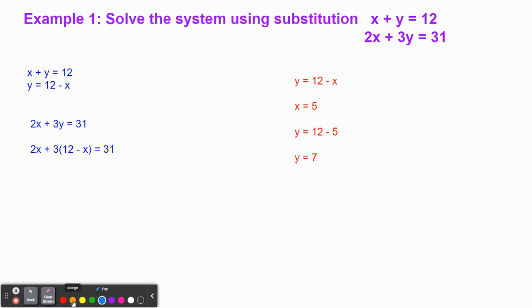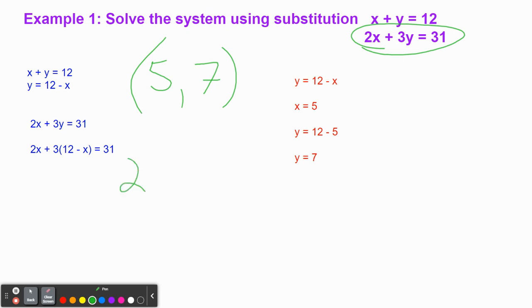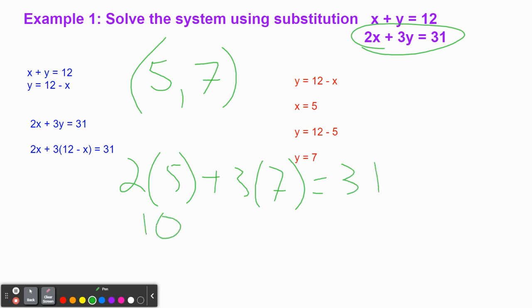I probably need to go back and just absolutely make certain that I feel good about this. So let's go back to this one and replace my x is 5, my ordered pair here, and 7. 2x plus 3y equals 31. So 2 times 5 plus 3 times 7 equals 31. 2 times 5 is 10, plus 3 times 7 is 21. That looks pretty good. 31 does equal 31.